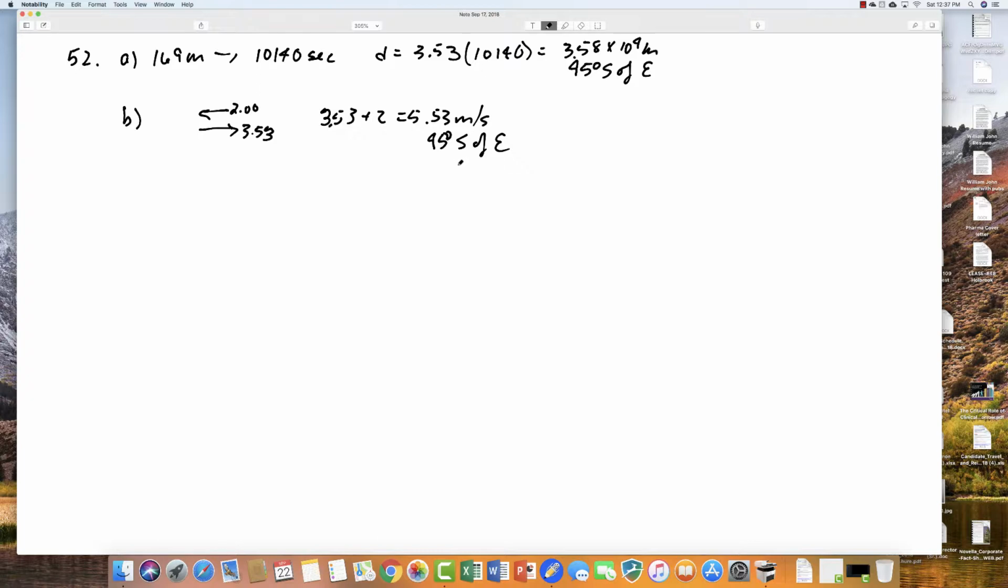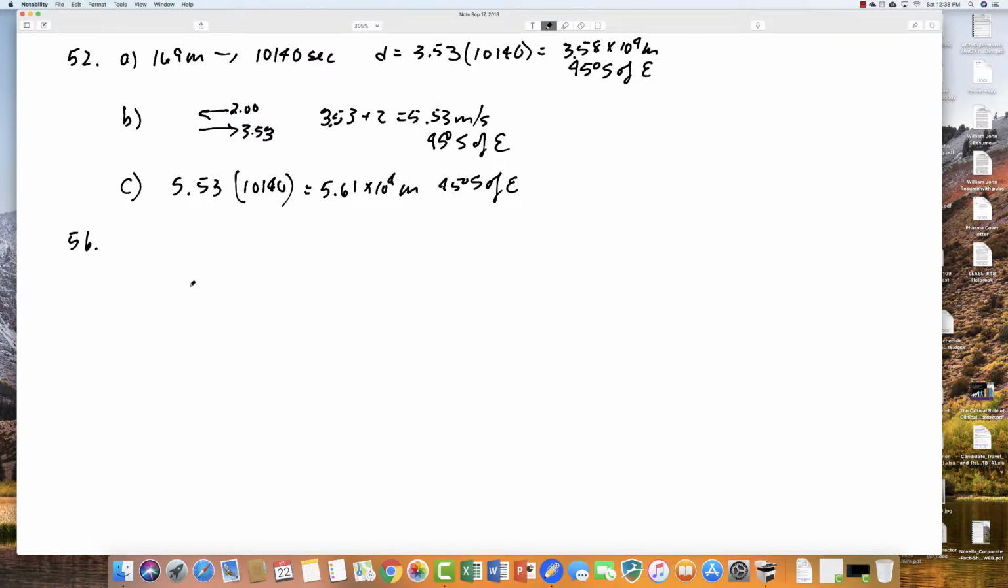And then the last question is, what is his displacement relative to the air? Well, we would use this velocity instead of this velocity with the same time. So 5.53 times 10,140 would be a displacement of 5.61 times 10 to the fourth meters, again 45 degrees south of east.